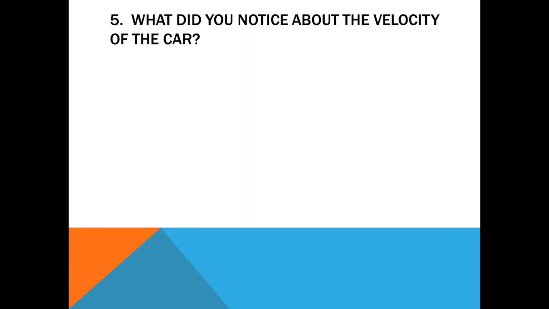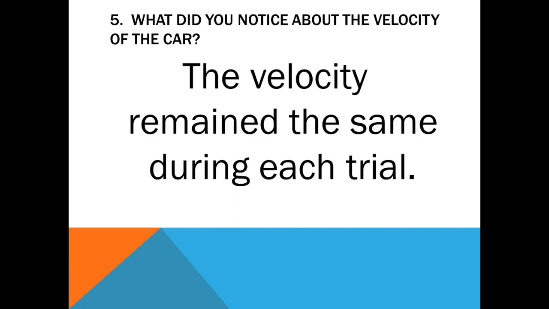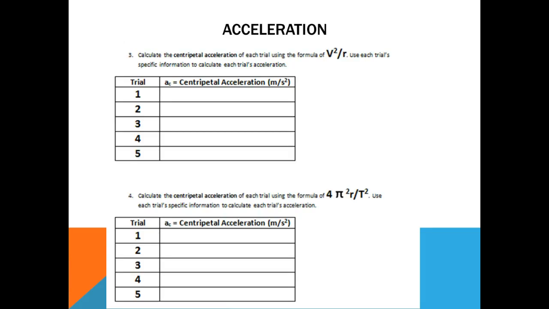What did you notice about the velocity of the cars? The velocity should remain the same during each trial. Remember, when we talk about velocity, it's the velocity that if we cut the string, how fast that car would keep going straight, tangent to the curve.